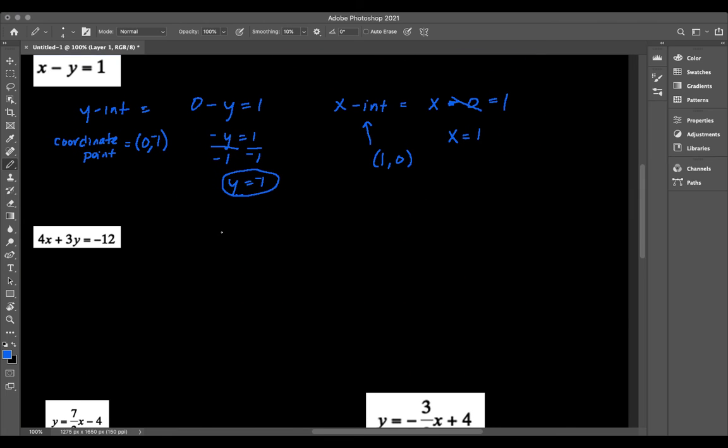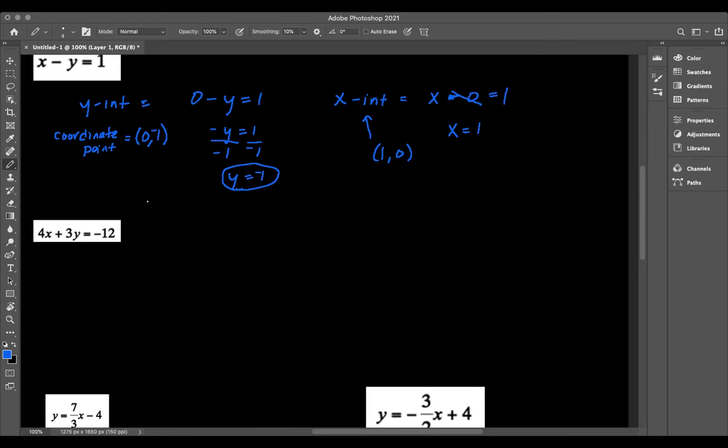So let's do it for the next one. All right, so we have 4x plus 3y equals negative 12. So it doesn't matter how the equation is set up. All you have to do is plug in the value. So let's plug in the 0 into the equation and solve for it. So it doesn't matter how it's set up. All right, so let's do the first one here.